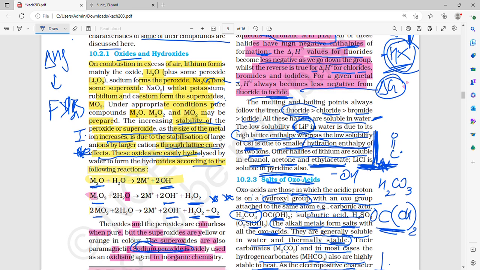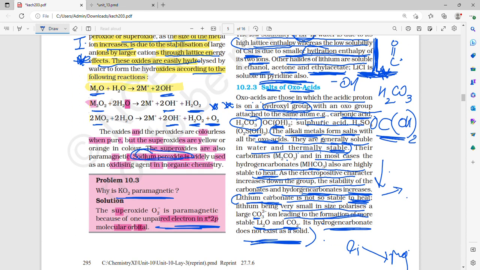These oxides are easily hydrolyzed by water to form hydroxides according to the following reactions. Lithium oxide when reacted with water or moisture gives only OH minus, whereas peroxide gives OH minus plus peroxide, and superoxide gives OH minus plus peroxide plus oxygen.